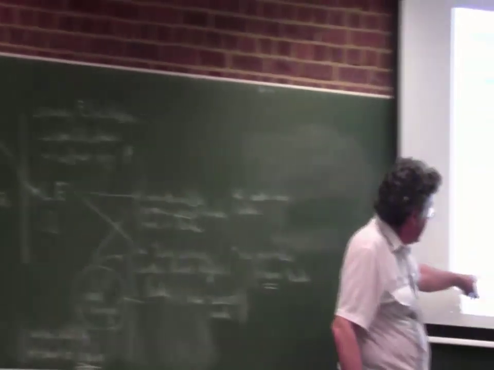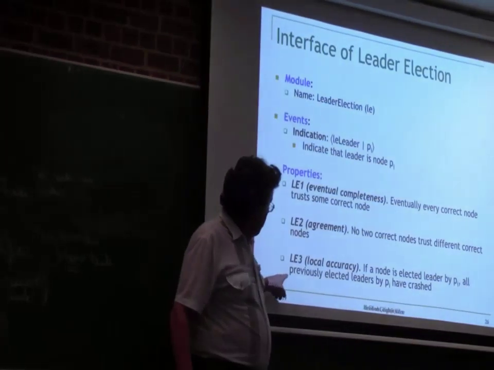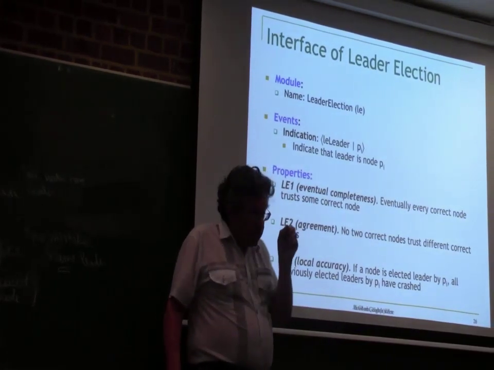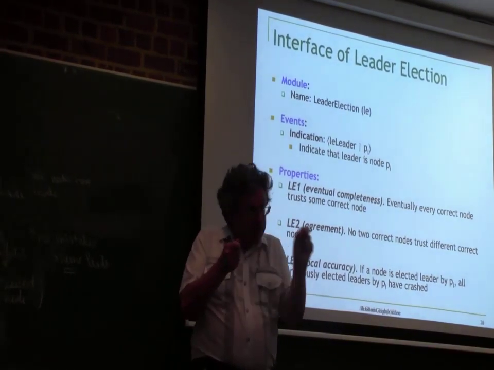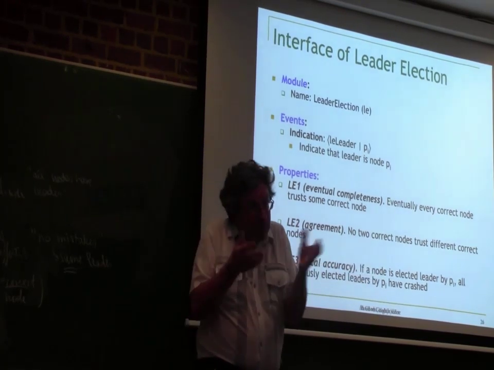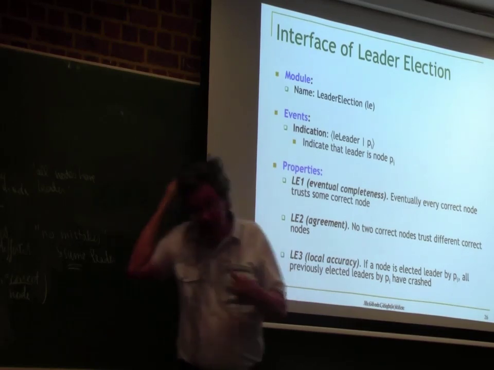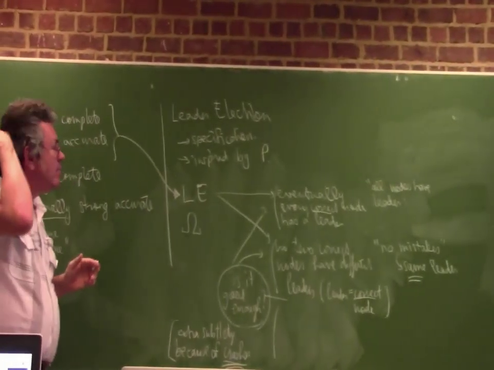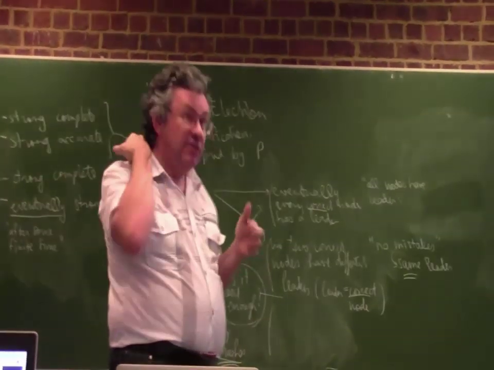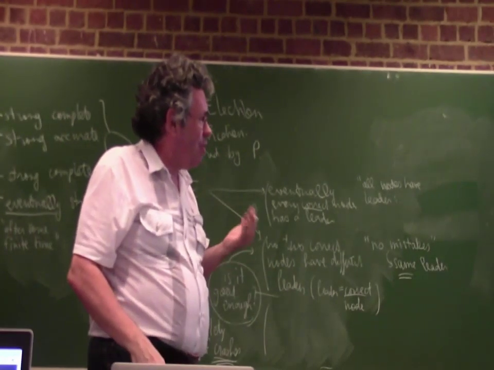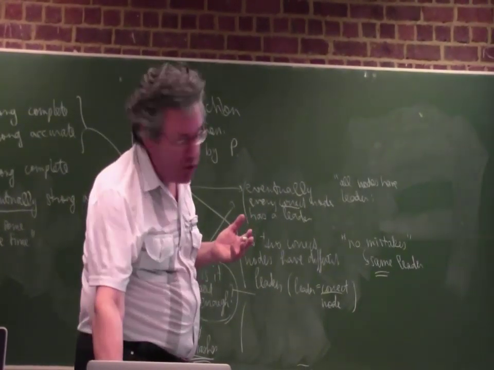If a node is elected leader by PI, all previously elected leaders by PI have crashed. That means you cannot change the leader unless the previous one crashes, which is reasonable. Otherwise, you might be changing, and changing is like a mistake. Yeah? You want to elect the right leader. So you can only change leaders if there's a crash, if you're forced to change leader. But if there's no crash, then there's no need to change.